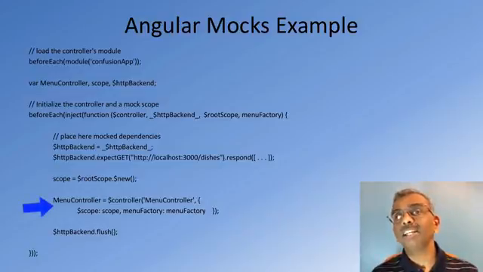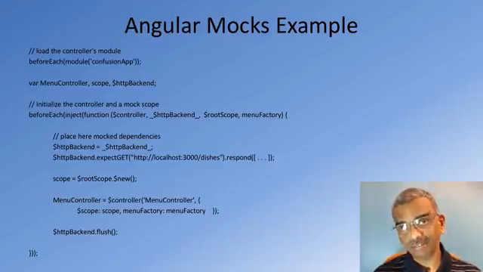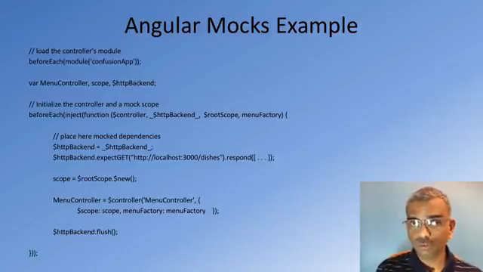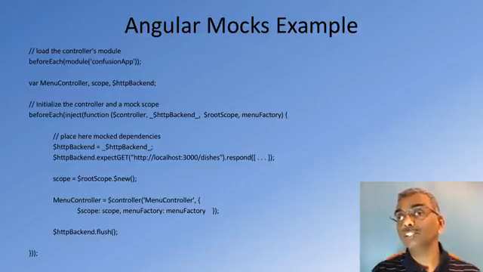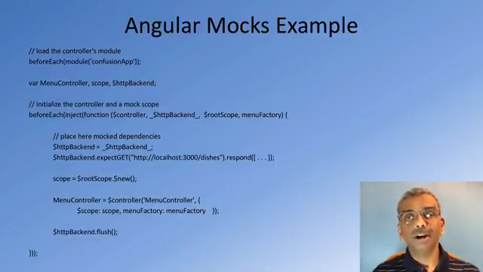Thereafter, we are configuring the menu controller using $controller. This is the way you would specify the controller in your Angular testing. So you say menuController is $controller, and you specify the controller that you're testing, and then the parameters. The menu controller takes two parameters, the scope and the menuFactory. So those two parameters are specified there: $scope is scope, the mock scope that we just created, and menuFactory is the parameter that we got in.